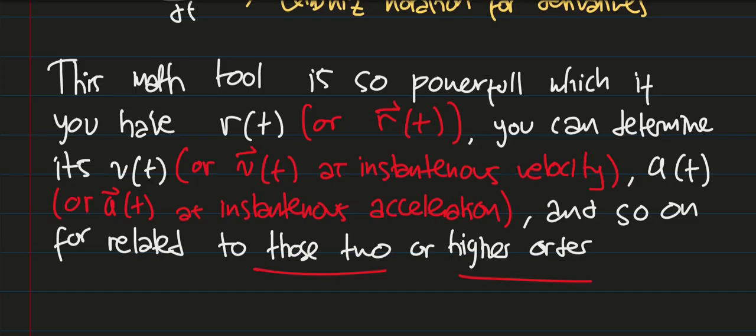For now, I will give you a disclaimer with this long paragraph. This method is powerful: if you have r(t) or vector r(t), you can determine its velocity, or its vector, as instantaneous velocity, a(t) or vector a(t) as instantaneous acceleration, and so on for related quantities like displacement and distance. Higher order derivatives with respect to time you can get by differentiation.